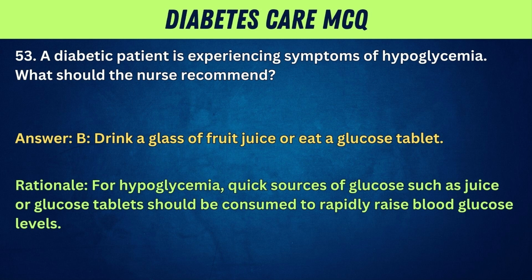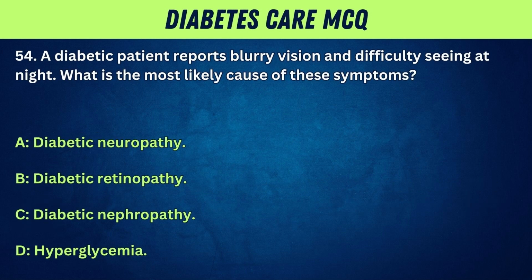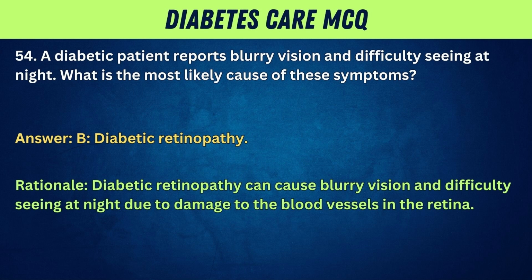Rationale: for hypoglycemia, quick sources of glucose such as juice or glucose tablets should be consumed to rapidly raise blood glucose levels. 54. A diabetic patient reports blurry vision and difficulty seeing at night. What is the most likely cause of these symptoms? A. Diabetic neuropathy. B. Diabetic retinopathy. C. Diabetic nephropathy. D. Hyperglycemia. Answer: B. Diabetic retinopathy. Rationale: diabetic retinopathy can cause blurry vision and difficulty seeing at night due to damage to the blood vessels in the retina.